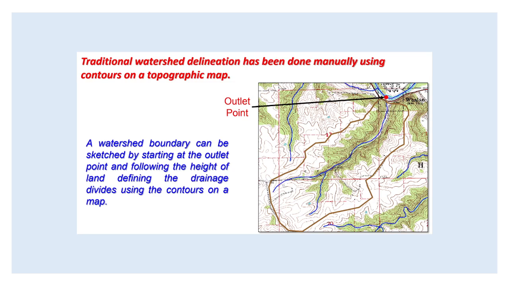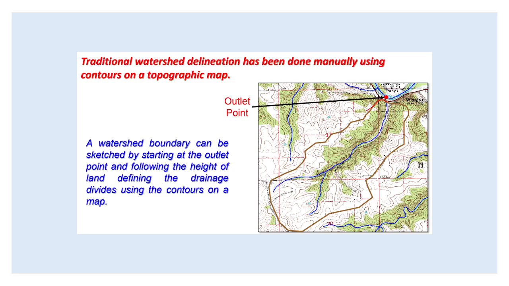So this is a traditional watershed delineation. This is the watershed that you can see, this brown one. That has been done manually using contours on a topographic map. Based on the contours already there in a topographic map, this watershed was delineated. The watershed boundary can be sketched by starting at the outlet point and following the height of land, defining the drainage divides using the contours on a map.